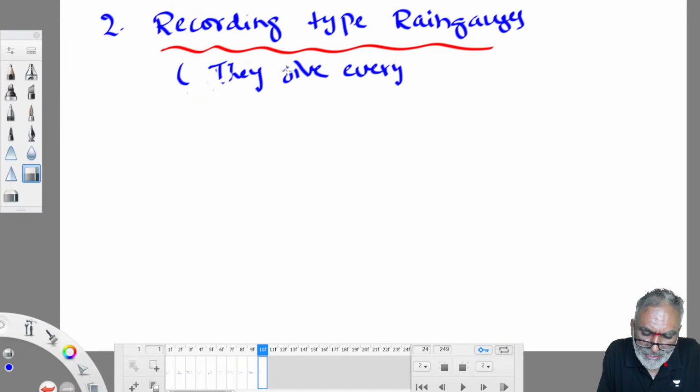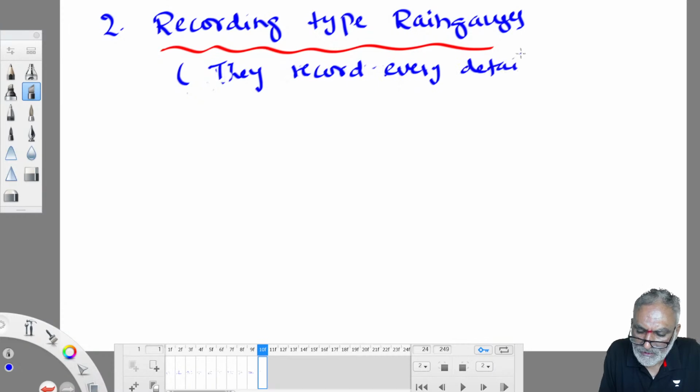They record every detail related to rain. That's why they are called recording type rain gauges. They record every detail related to 24 hours rain.